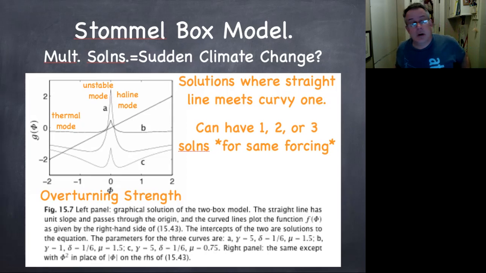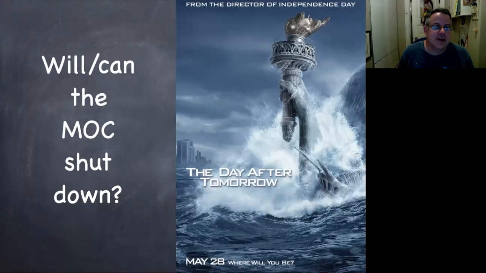So it turns out that this suggests there should be irreversibility and potentially multiple modes for the same forcing for the overturning circulation. It's not quite as clear whether realistic models, rather than the simple box model, have this, but this is definitely something that people worry about. And this is in fact why The Day After Tomorrow, which we already talked about, asks whether the MOC can shut down, and this is a whole set of questions.